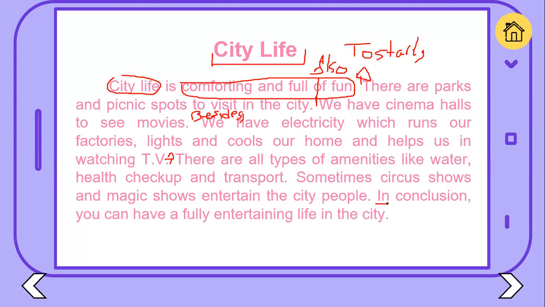In conclusion, this word shows me that I'm going to write the concluding sentence. In conclusion, you can have a fully entertaining life in the city. It is the same idea of the topic sentence, but in different words.